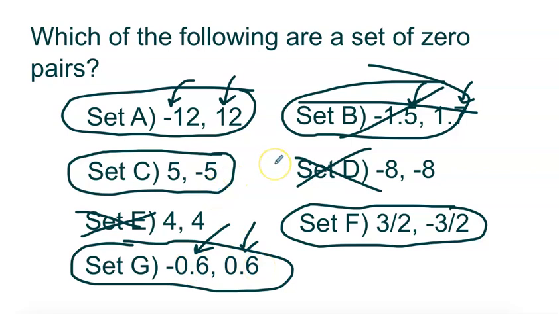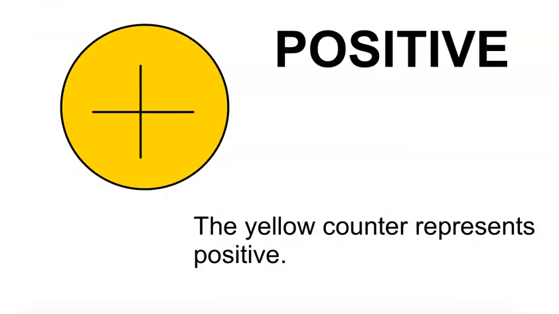All right, I hope that you understand zero pairs a little bit better. We had 3 sets that were not zero pairs, and then we had 1, 2, 3, 4 sets that were zero pairs.